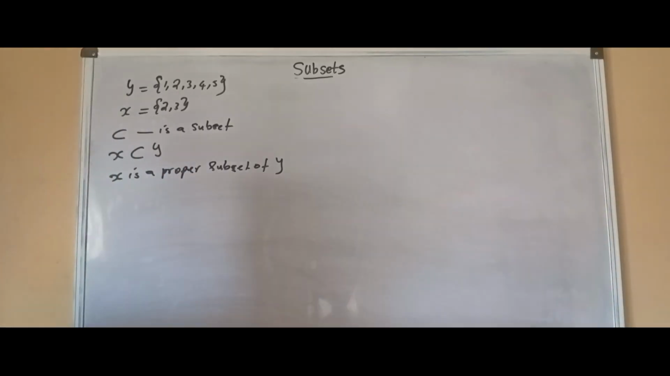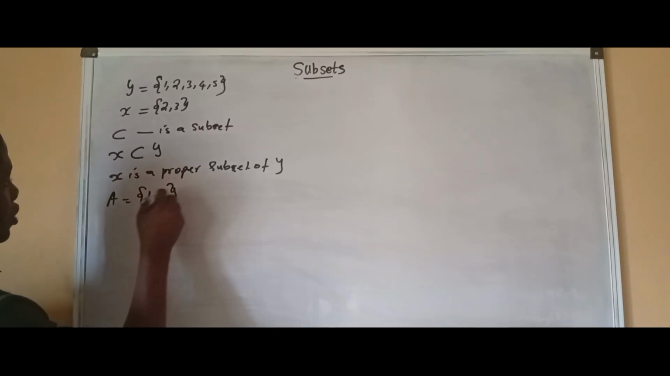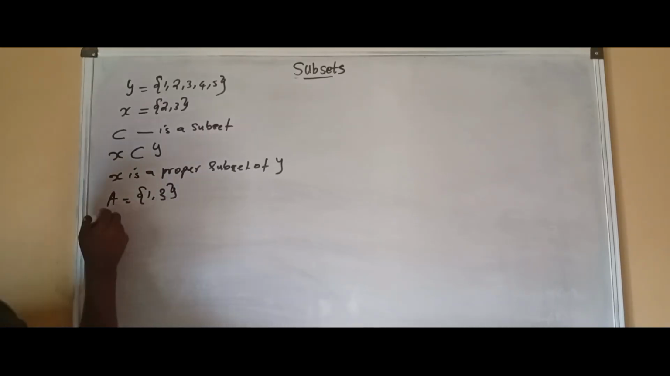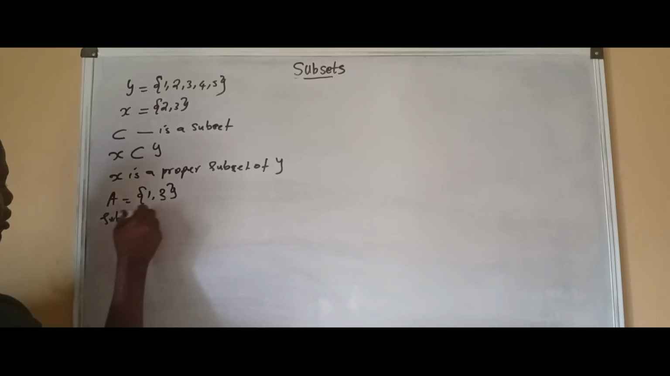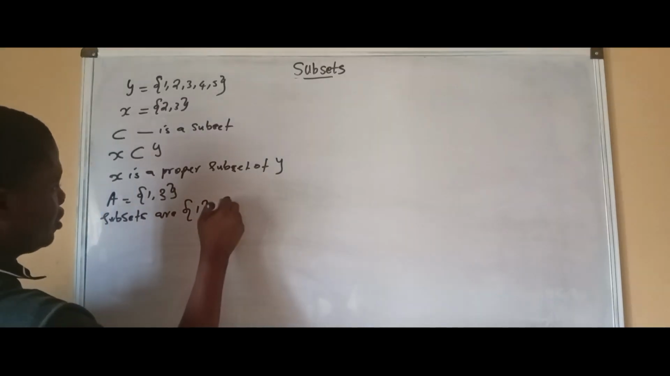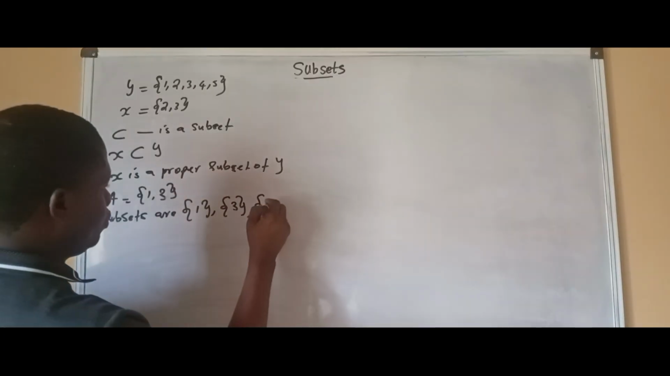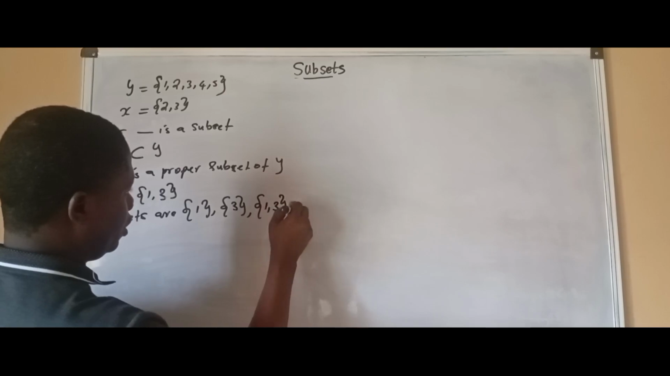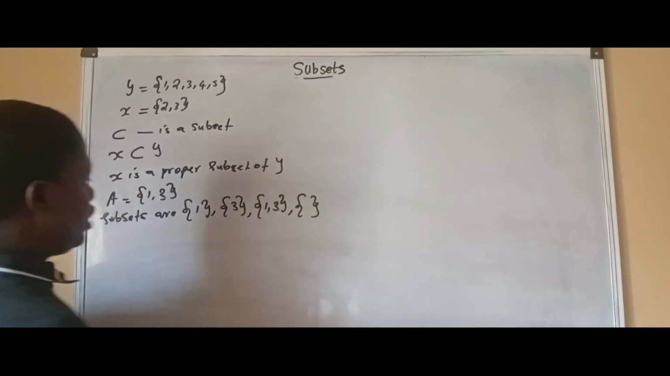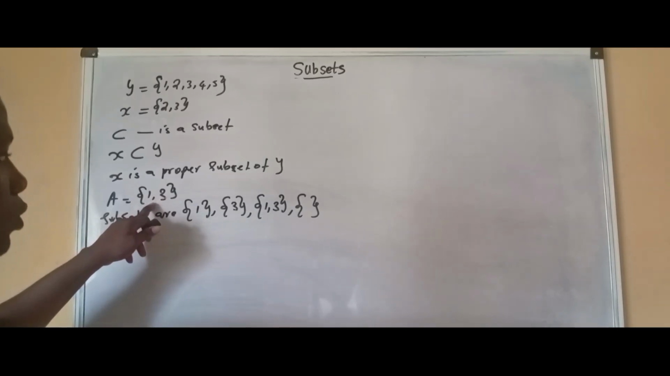All right, so if you are given a set, how do you determine the number of subsets in that set? For instance, you have a set A, which is equal to 1, 3. How do you determine the number of subsets in this set? So the subsets here are, we have the first element, which is 1. We have the second element, which is 3. And then we have the set itself, which is 1, 3. Okay, and then we have the empty set. So this means that a set is a subset of itself.